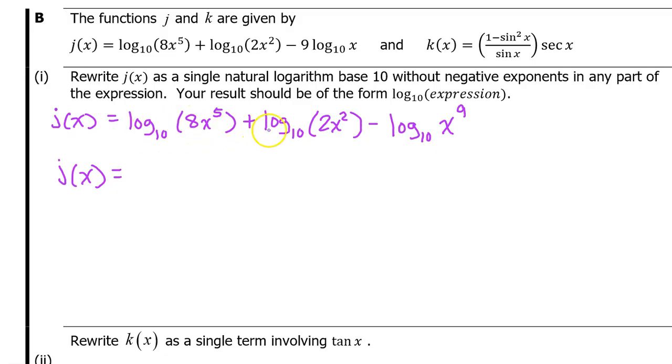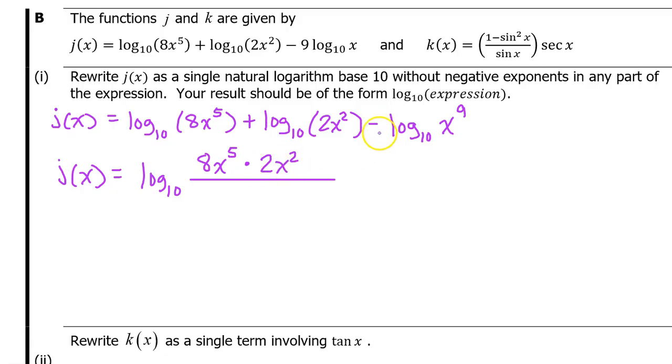I can write this long purple expression as a single log base 10. The presence of this minus sign tells me it will be the log of a quotient, so I'm going to go ahead and put a fraction bar. This first term is positive, so the factor of 8x to the 5th power will be put in the numerator. The second term is also positive, so I will have times 2x squared also in the numerator.